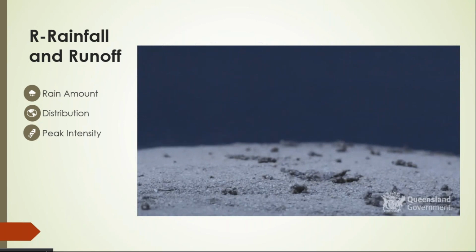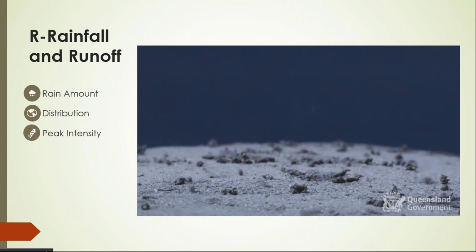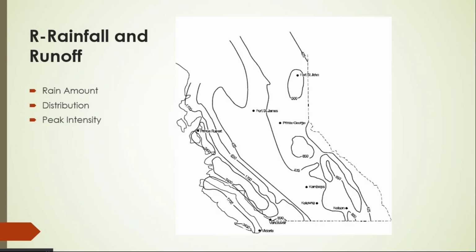So this R factor that we're looking at on a landscape level was mapped out in the 80s originally. This is an example of a rainfall erosivity factor map for British Columbia. You can see Fort St. John in the northeast, we're right in that 500 range. If you look at Vancouver Island, there's significantly higher rainfall erosivity, primarily because of the higher rainfall amount.